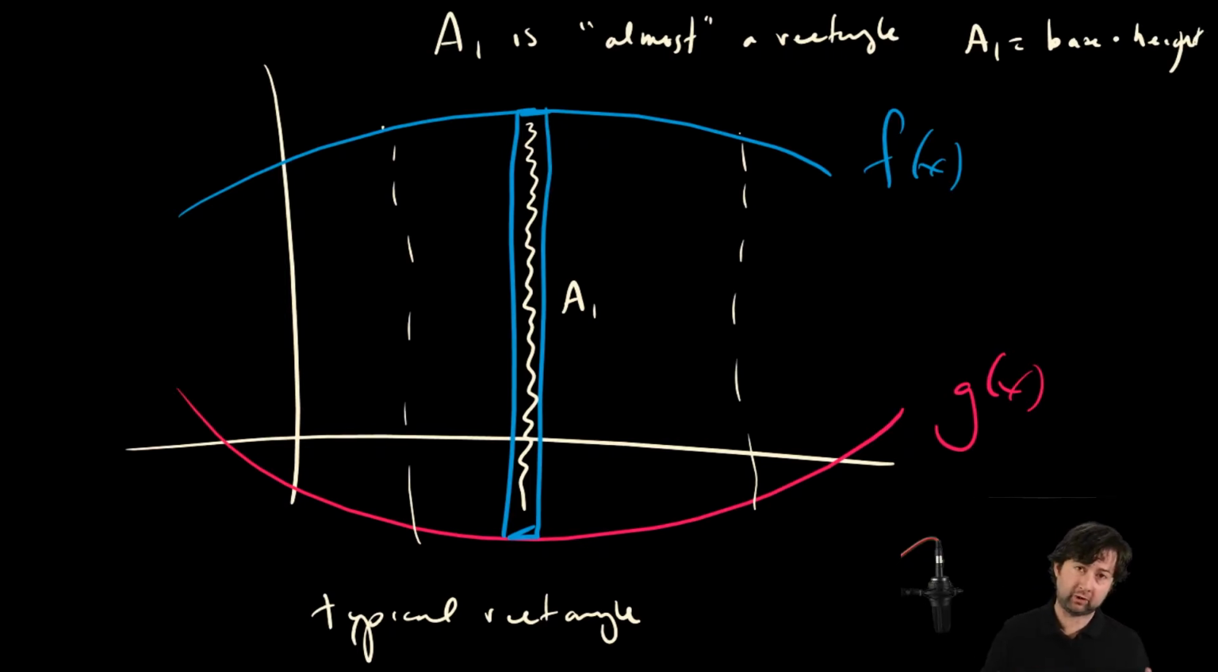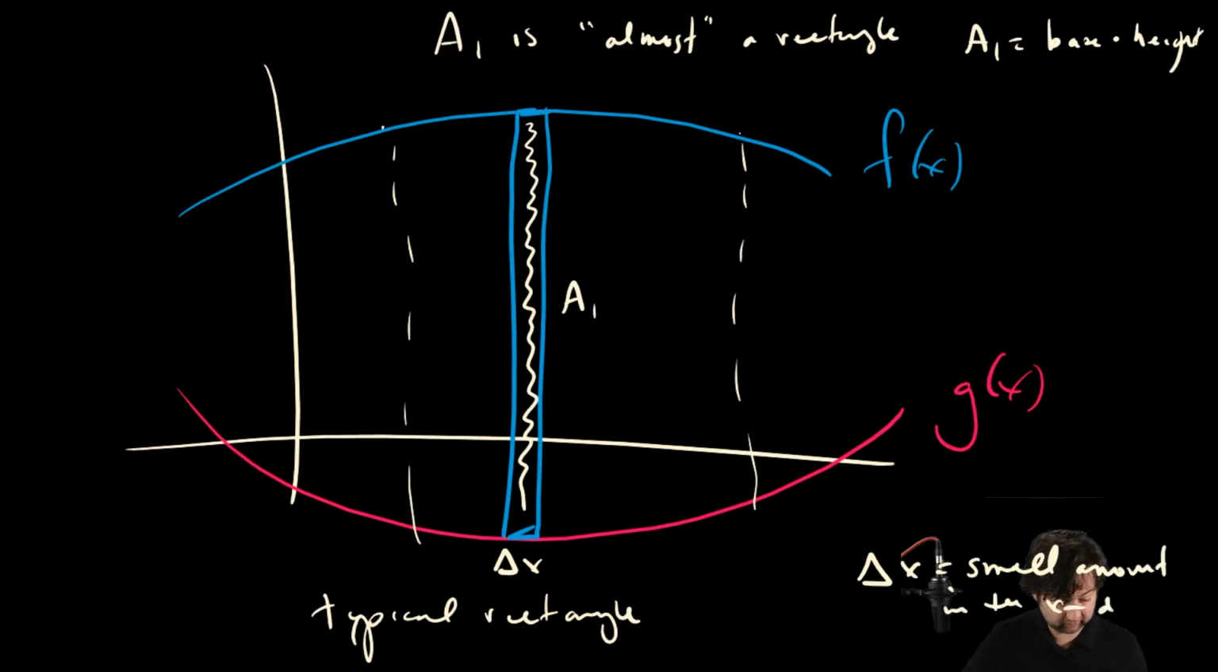So knowing that I'm working with base times height, I just need to write down what that is. So in the x direction, or I should say in the width direction, I'm going to call this delta x wide. So you can think about delta x as representing a small amount in the x direction. So whatever delta x is, typically we think of it as small. The height of this rectangle, well, the top of the rectangle is at f of x, and the bottom of the rectangle is at g of x.